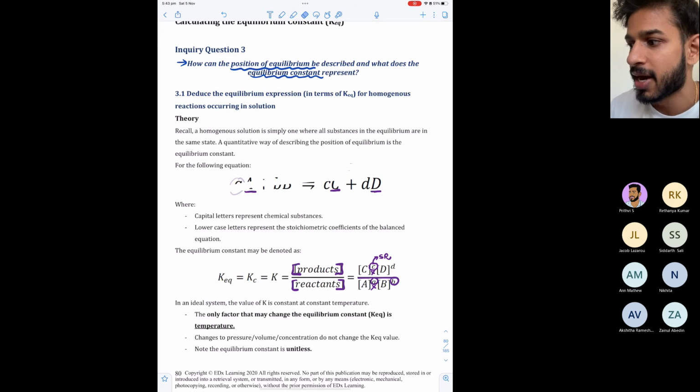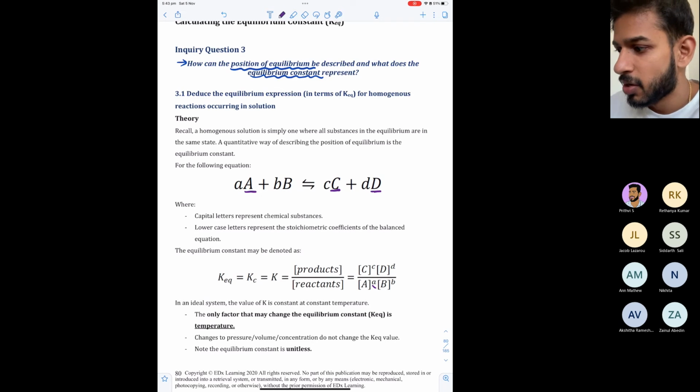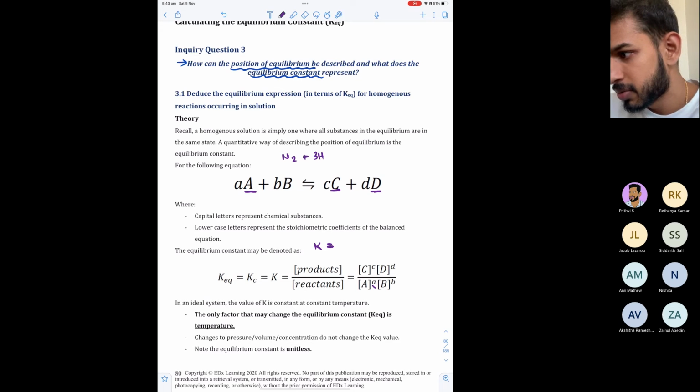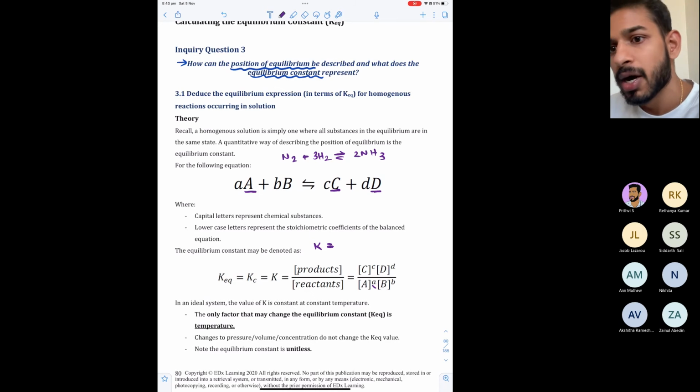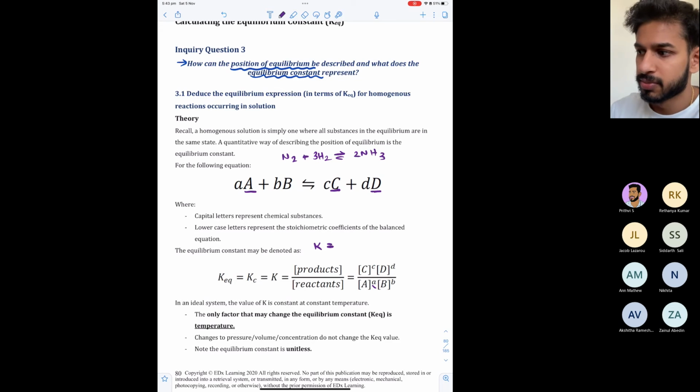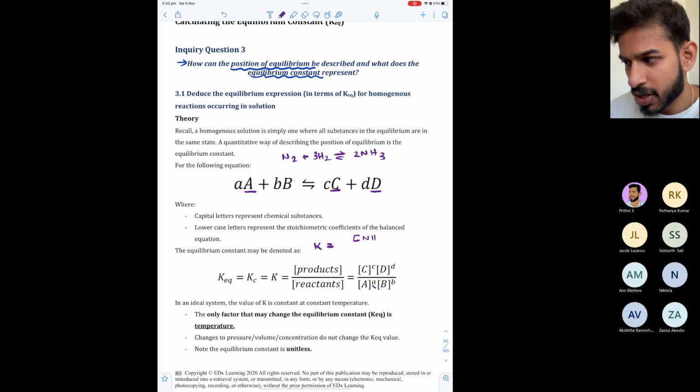So let's say that I had the Haber process. What would be the equilibrium constant for the Haber process? So I'll write it down to help you out. N2 plus 3H2 gives you 2NH3. Akshita, what is the equilibrium constant expression? So what is the product? The ammonia. Good. So you're going to write the concentration of ammonia. And what number is in front of ammonia? 2. So you're going to raise it to the power of 2.